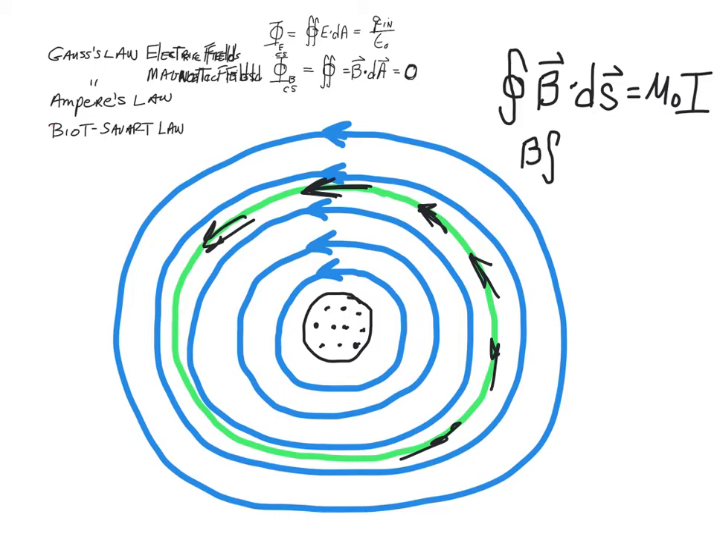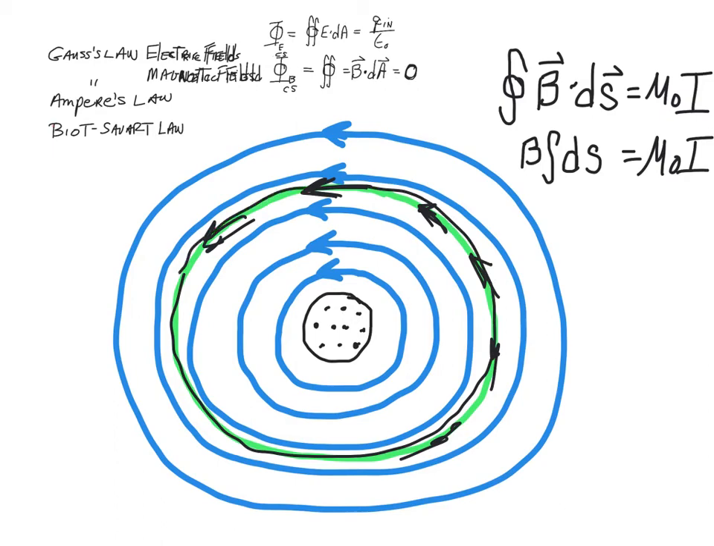B is going to be a constant. All we have to do is integrate all the ds's around the loop, and they will be equal to mu naught I, the current enclosed according to Ampere's law. And so if we add up every ds around this circle, what are we getting? We're getting the circumference of the circle. So this equation becomes B times 2 pi r, the radius of the loop that we're integrating, equals mu naught I.